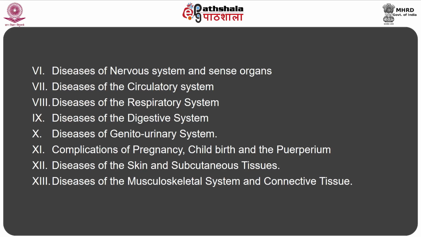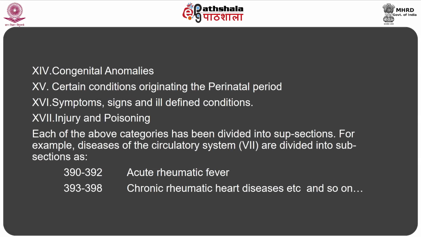diseases of the genito-urinary system, complications of pregnancy, childbirth and the puerperium, diseases of the skin and subcutaneous tissues, diseases of the musculoskeletal system and connective tissues, congenital anomalies, certain conditions originating in the perinatal period, symptoms, signs and ill-defined conditions, injury and poisoning. Each of the above categories has been divided into subsections.